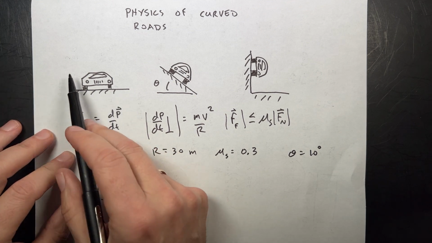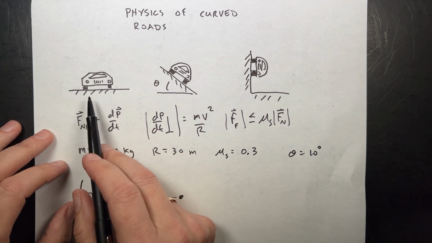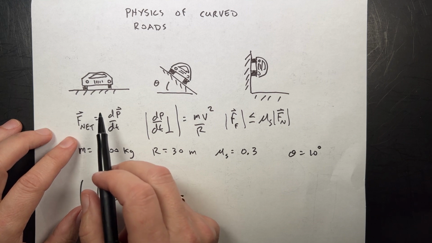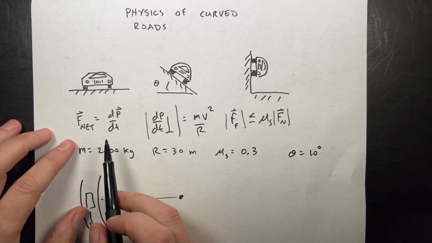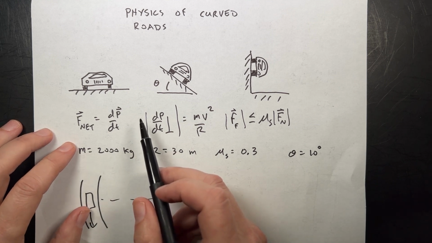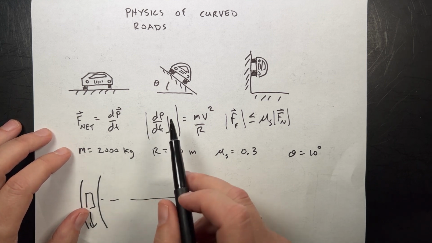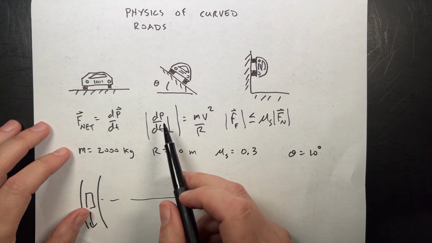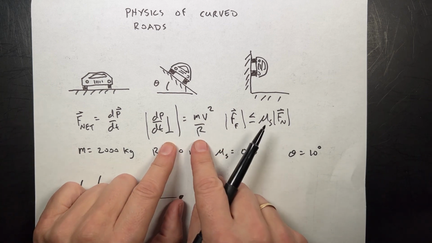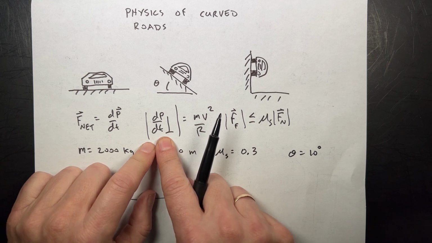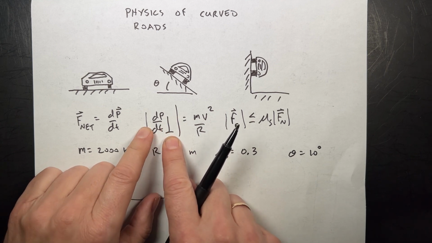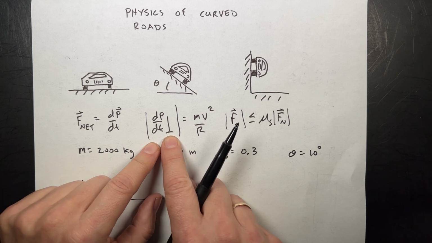So if I have a car moving in a circle, then I know that the net force has to be the rate of change of momentum. But for an object moving in a circle, the magnitude of that rate of change of momentum is mv squared over r. We call this circular motion. So the magnitude of the net force is the magnitude of the rate of change of momentum. This means perpendicular. The force has to be perpendicular to the motion. That's why that perpendicular is there.